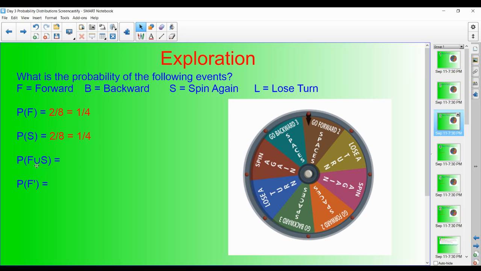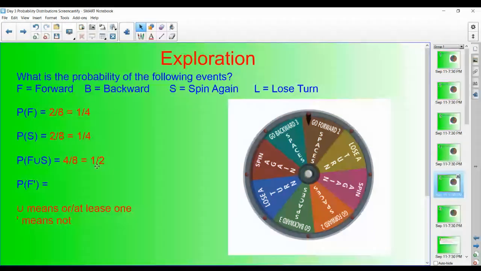Now, forward union spin again. The U means union, so it means or, at least one of these happening. We see that there are 4 of those spaces, so it's 1/2 the probability I either get forward or spin again. And then the apostrophe-looking symbol means not, it's the complement. So the probability of not forward is all the other spaces. There's 6 of those, so 3/4. So really we need to remember the complement is always the opposite, so it's everything else.